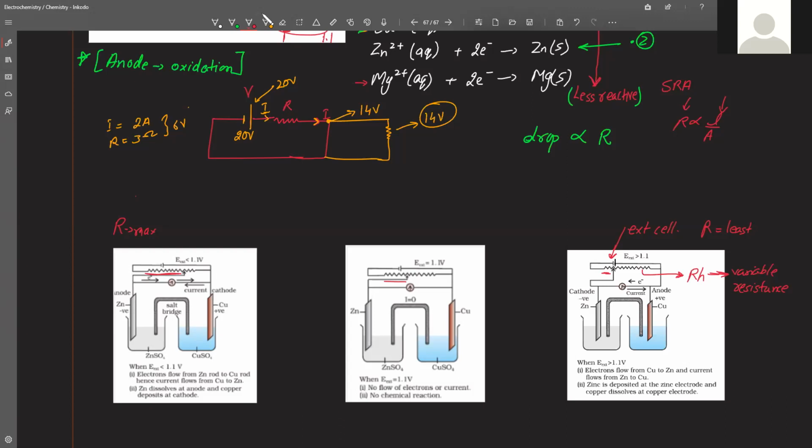Now this external cell is actually connected in the opposite direction of the current which is being produced here. The current being produced here is by the Daniell cell. This is our Daniell cell. So the current which is produced here, we know that its direction is this, right? This is the direction of the current of the Daniell cell.